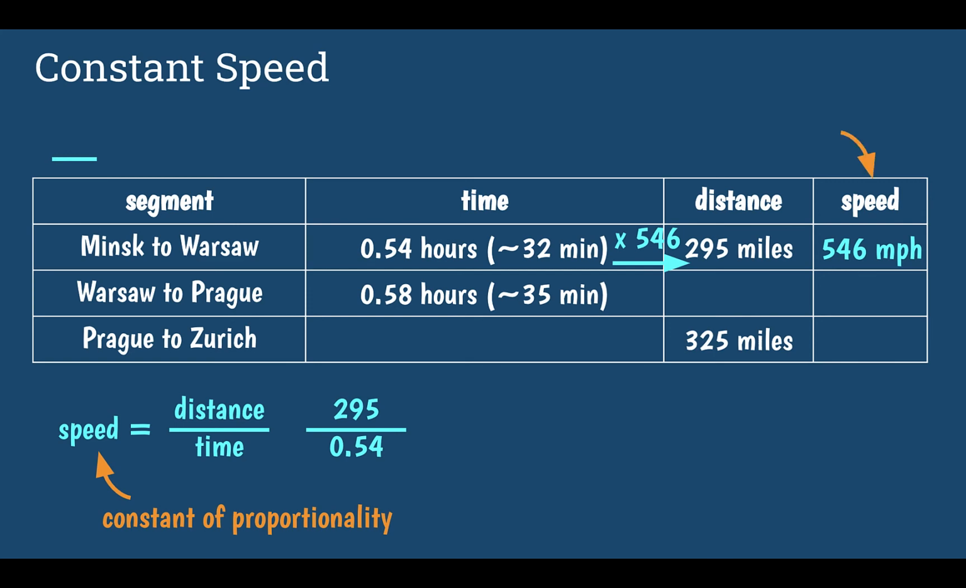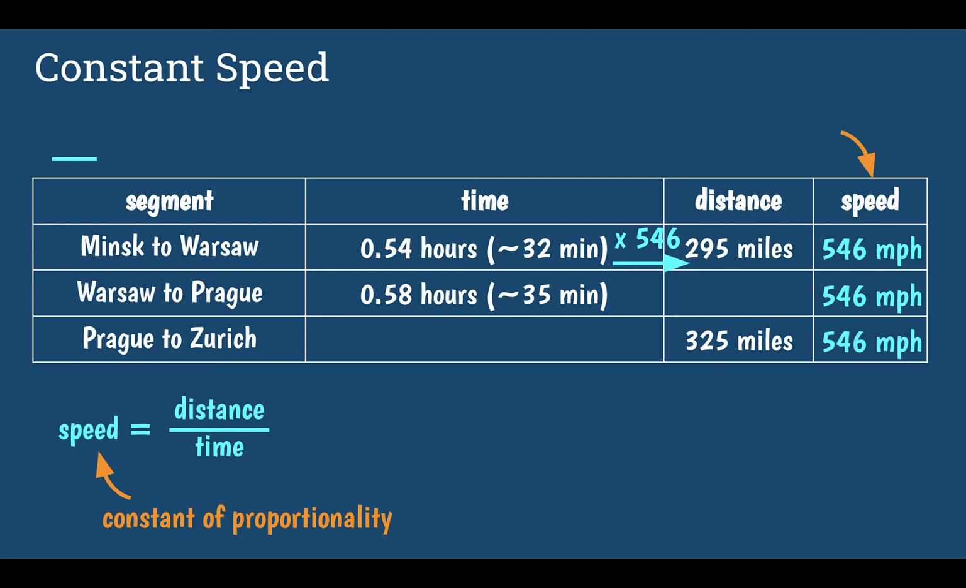In the problem, it says we are flying at a constant speed. And I know you might start off at 0 and slowly speed up as you take off, and then you slow down as you land. But in the middle, between these cities, we are going at a constant speed, which means that our speed throughout our flight is 546, which is good that that's constant because that's our constant of proportionality.